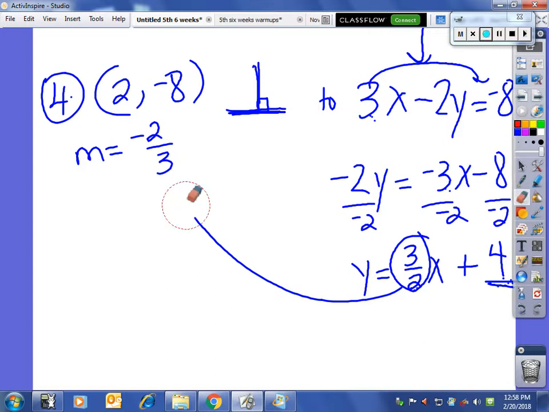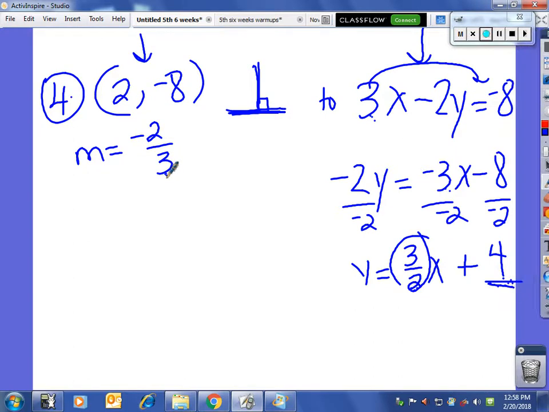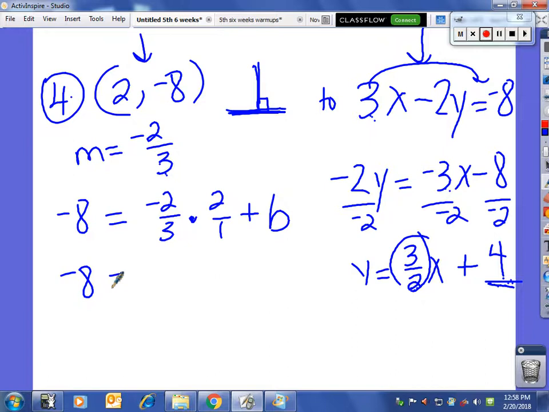Now my work really begins. Now I need to find the b value for my particular line that goes through this point and has this slope. So that's where I'm going to plug in everything to y equals m times x plus b. Negative 8 equals negative 4/3 plus b.